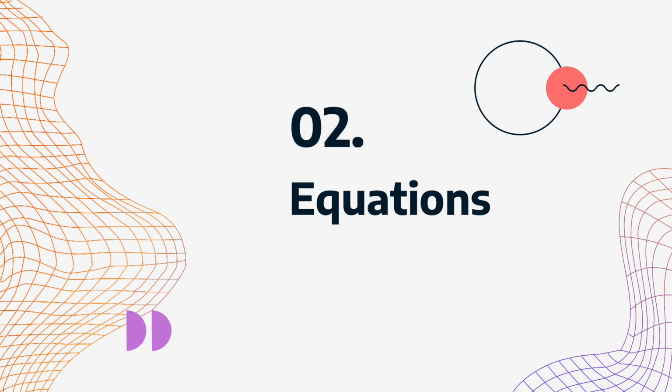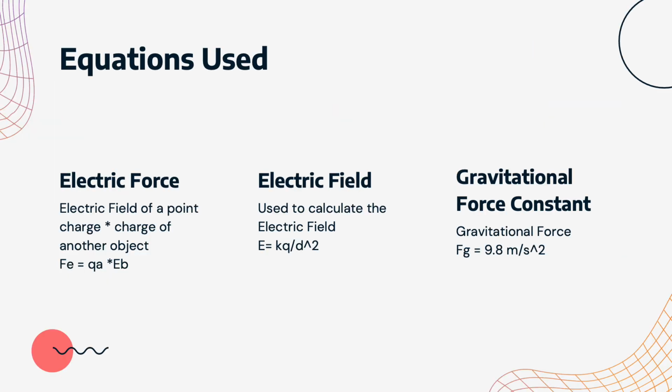So second, equations. When we're talking about the equations we use 3 main equations. The first is the electric force equation, which is the electric field of a point charge times the charge of another object, which would be Fe equals Qa times Eb. Next, we use the electric field equation, which is used to calculate the electric field. This is E equals Kq divided by d squared. And finally, we use the gravitational force constant, Fg equals 9.8 meters per second squared.